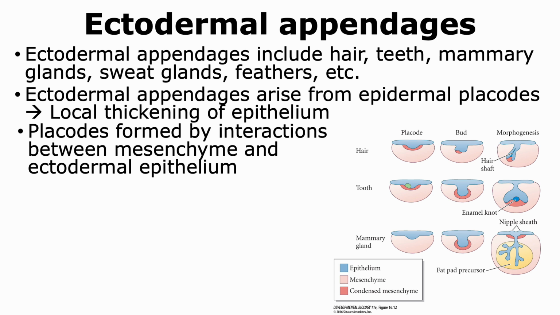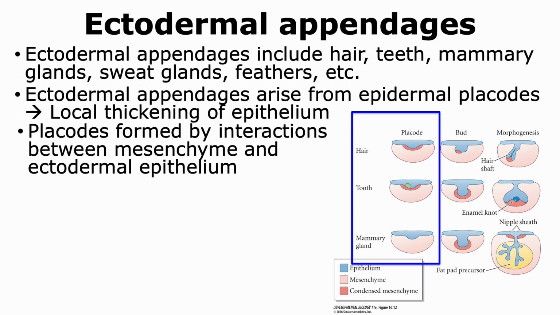Once again, just to remind you, mesenchyme arises when epithelial cells undergo epithelial-mesenchymal transition, and these mesenchymal cells are not attached to each other as much. They are more loosely adhered cells. In the figure shown in the blue box, we can see the formation of the placodes, which is the local thickening of epithelium.